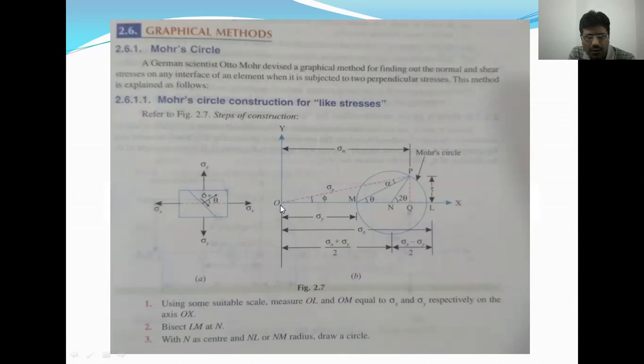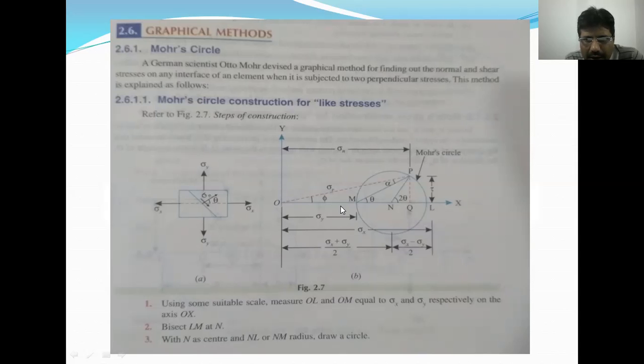So what we'll do, first of all, we will choose an appropriate scale. This appropriate scale will help us to draw the graphical method of determining the shear stresses and principal stresses. So when sigma x is given, we will draw a line that will be equal to sigma x. This is the sigma x line, from here to here.